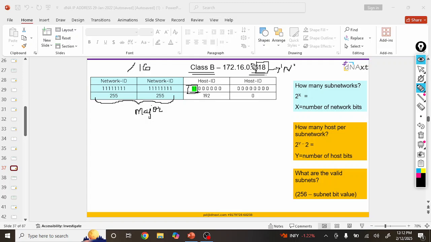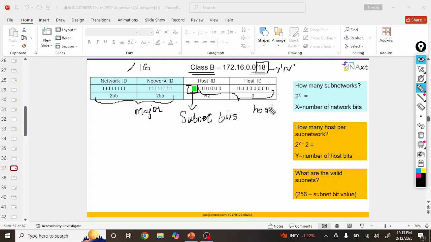Okay, so for slash 18, 16 bits are of the network and the 2 bits which are highlighted are also network. These 2 bits are the borrowed bits, hence they are subnetwork bits or subnet bits. And the remaining 14 bits are of the host.